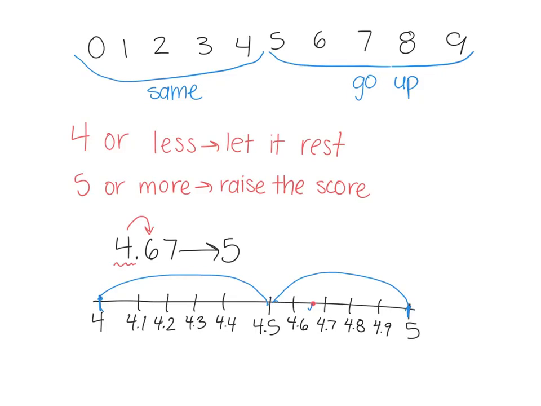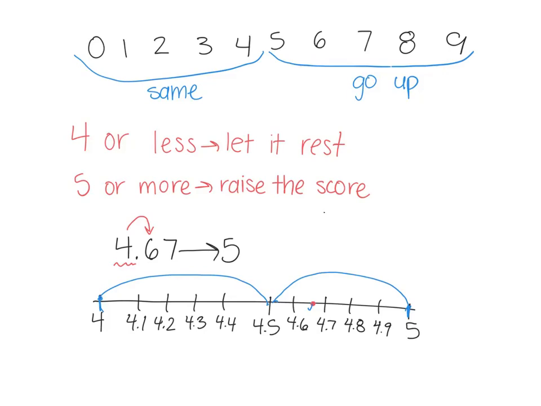Here's a rhyme to help you. 4 or less, let it rest. 5 or more, raise the score. So in this case, 5 or more, 6, it's more than 5, so I'm going to raise the score. So that means this 4, I round up to a 5. So 4 and 67/100ths rounds to 5 wholes.